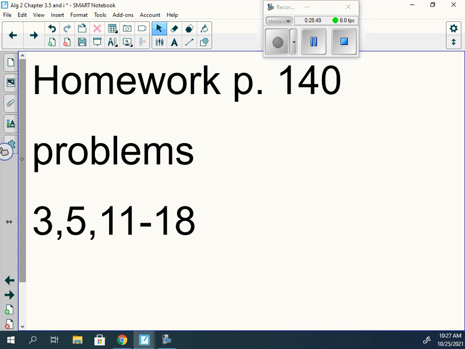11 through 18 is you're having to find 2 parts. You're going to need to complete the perfect square trinomial. So find the value of c. Or really, it's just asking you to find the value of c and then rewrite it as a set of parentheses squared. So you're trying to find the value of c and rewrite it as a set of parentheses squared.